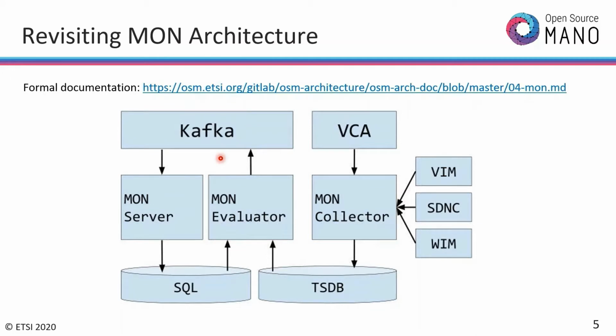If I can revisit the MON architecture that we saw in the monitoring session, there were three modules in the MON: the MON server, the MON evaluator, and the MON collector. The MON evaluator portion of the MON module gets the policies from the VNF descriptor, which is stored in the common DB, and it then decides whether an auto scaling or an alarm is required. The evaluation of the policy to decide whether an alert has to be generated or not is decided by the MON module.